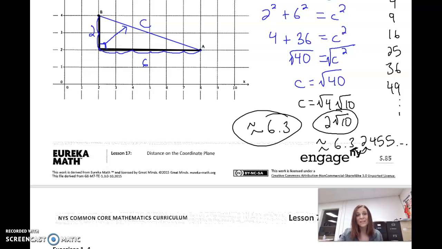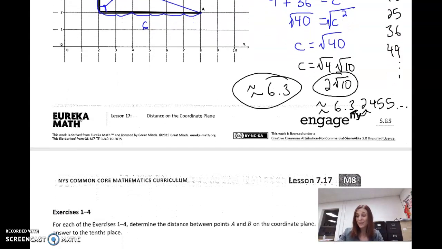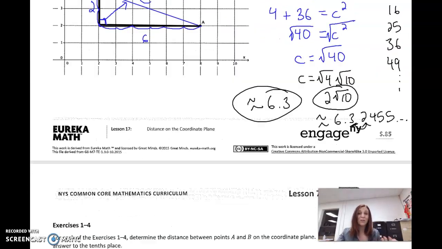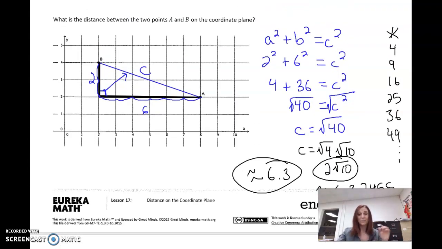So this length here is approximately equal to 6.3. Now remember, I thought, well, it's around 6, but now we know what it is. It's not 6. We have our exact answer and our approximate answer. So let's look at a couple more examples of using our Pythagorean theorem after we create a right triangle.